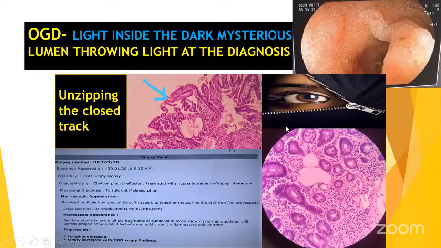So we went and looked with OGD scopy. Scopy showed multiple white patchy lesions in the small intestine. When biopsy was taken, it was diagnosed as lymphangiectasia. On reviewing the article, it is closely associated with neurofibromatosis, and the diagnosis of primary intestinal lymphangiectasia was made. And his treatment is only a low fat diet.